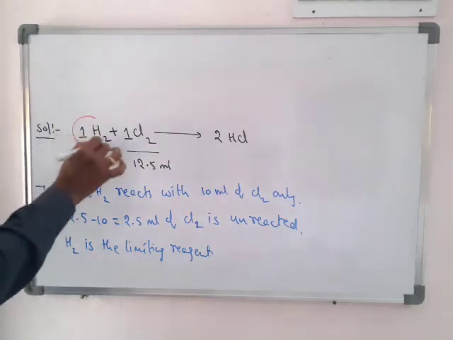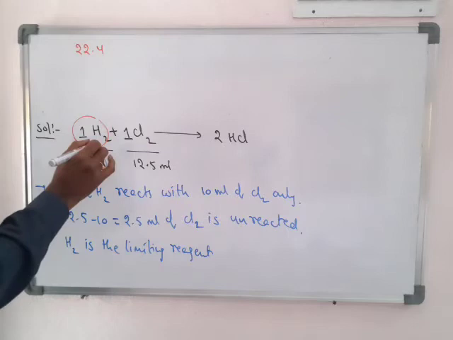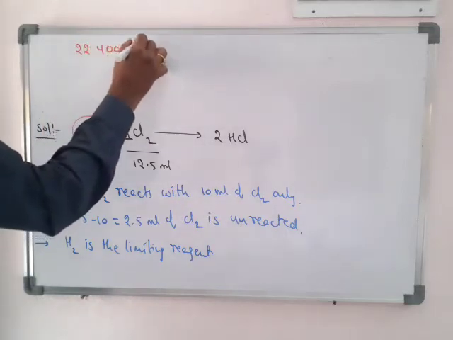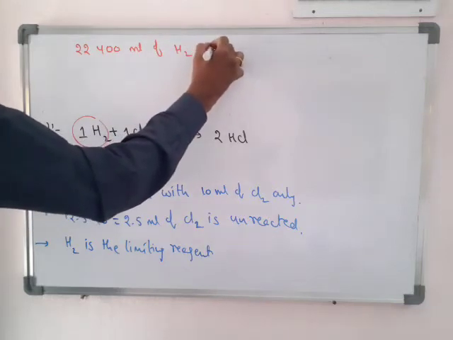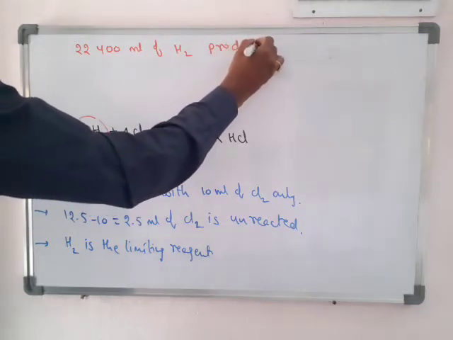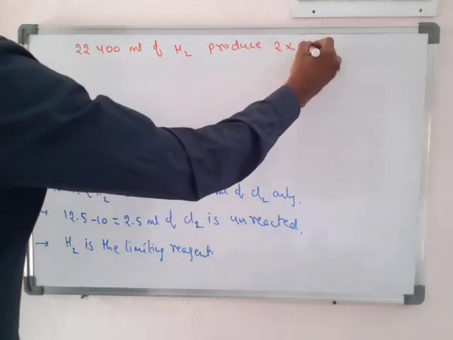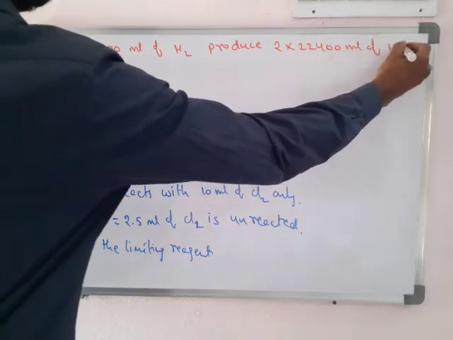So according to this equation 32.4, actually it is in terms of milliliter, so 22,400 milliliter of H2 produce 2 moles, 2 into 22,400 milliliter of HCl.